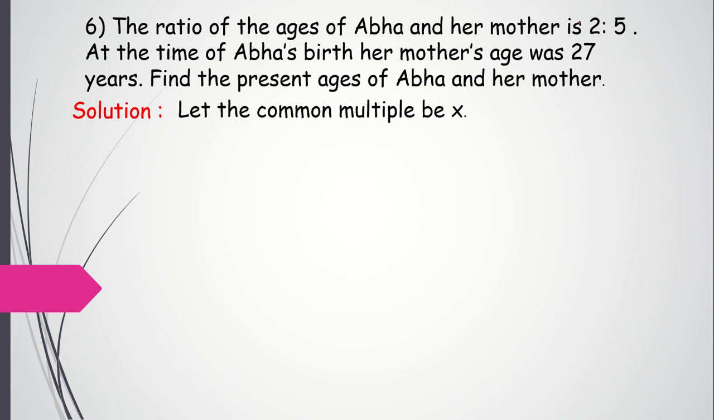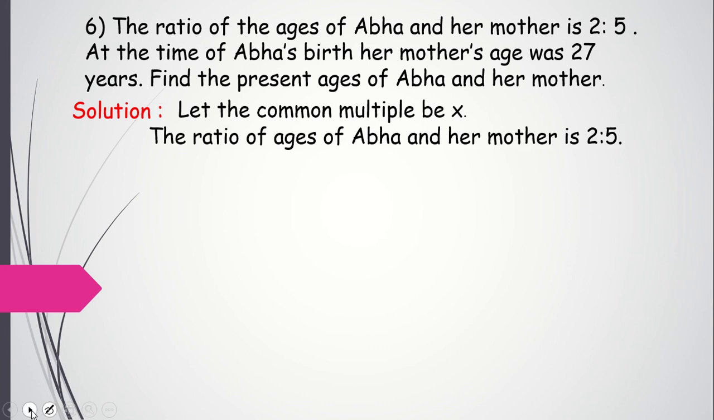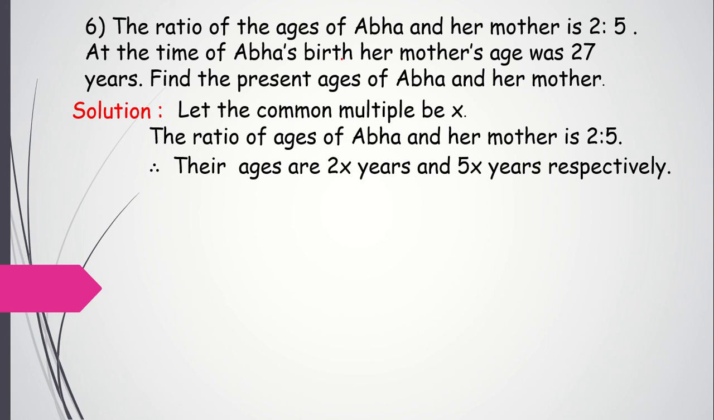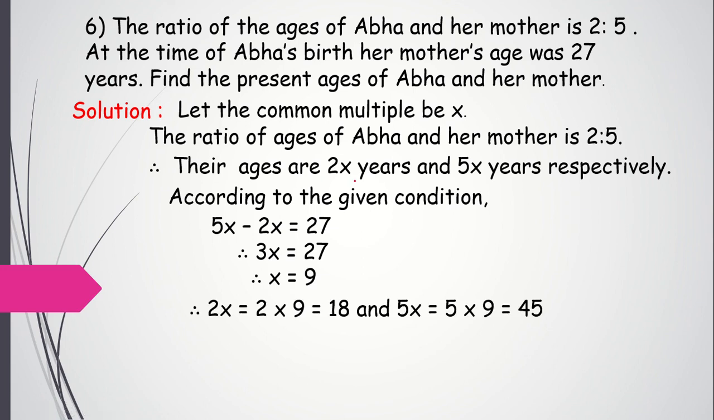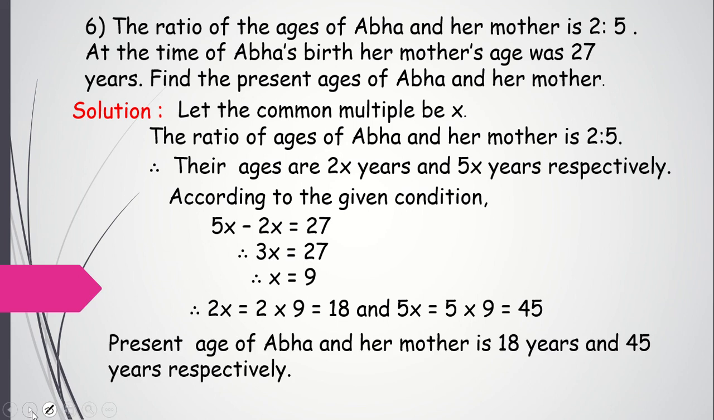So once we have the common multiple, their ages will be 2x and 5x, like how we did just now. 2 twos are 4, same way. So their ages are 2x years and 5x years. At the time of Abha's birth, her mother's age was 27. At the time of her birth, her age was 0. So according to the given condition, 5x minus 2x would be 27. So 3x is equal to 27, and therefore x is equal to 9, which means we got the common multiple to be 9. Therefore 2x, we have assumed Abha's age to be 2x, so that is 18, and mother's age 5x, 5 nines are 45. So present ages of Abha and her mother are 18 years and 45 years.